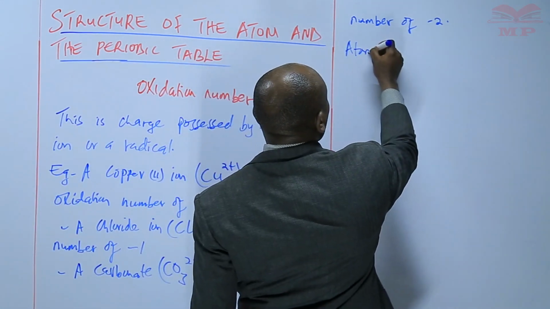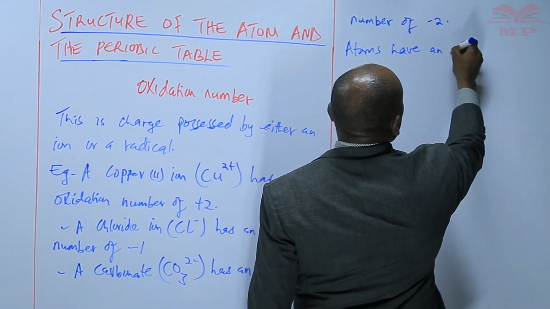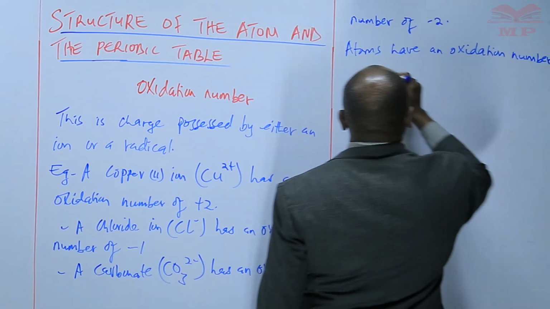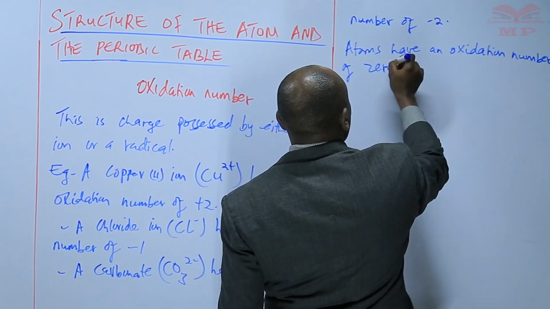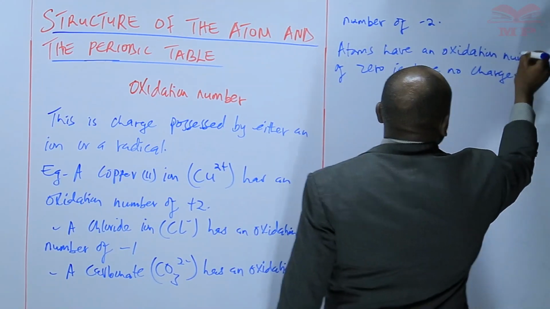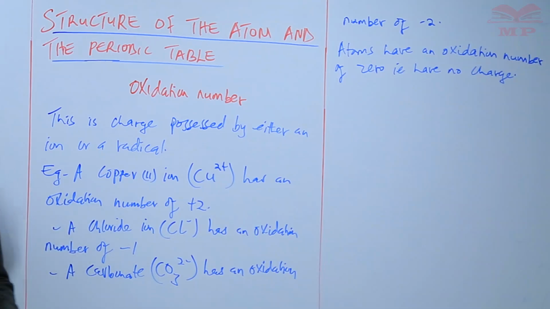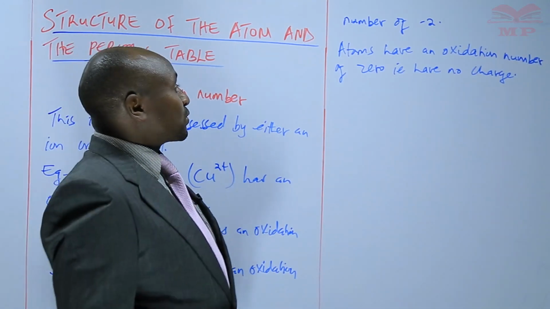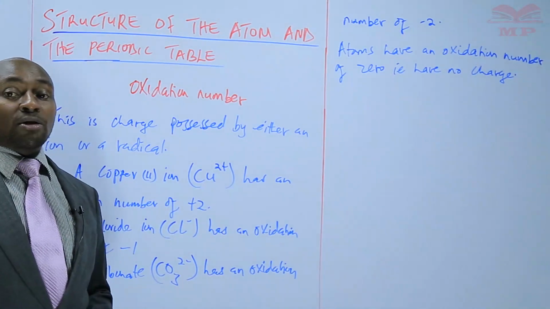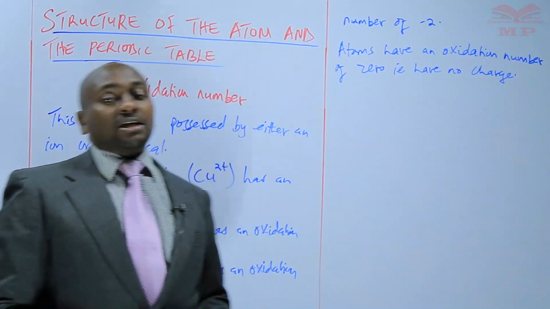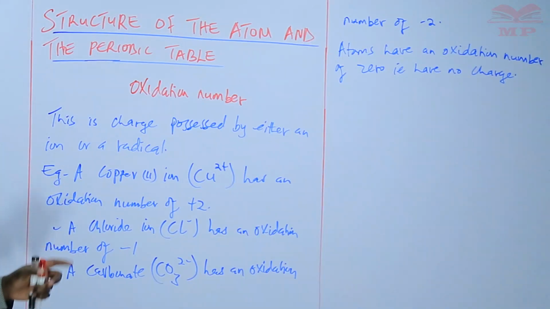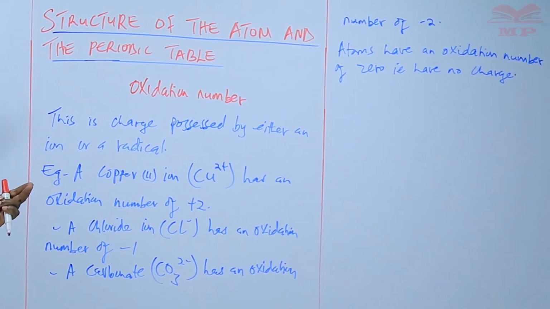Atoms have an oxidation number of 0. So they have no charge. And of course, we discussed that earlier in the topic, whereby we said that the reason why atoms have no charge is because the number of protons is always equal to the number of electrons. The number of positive charges is always equal to the number of negative charges. So in this case, the oxidation number is only found in ions and radicals.